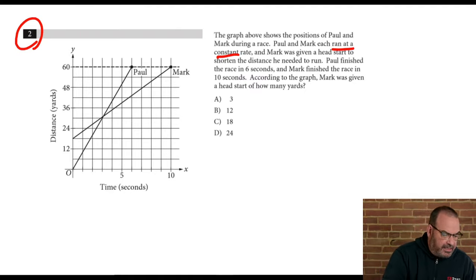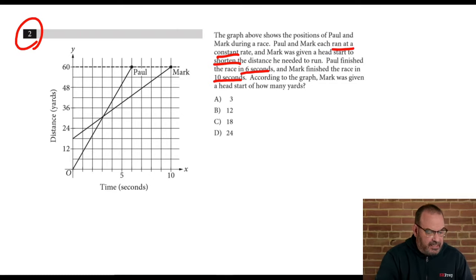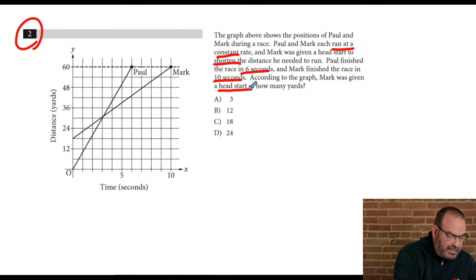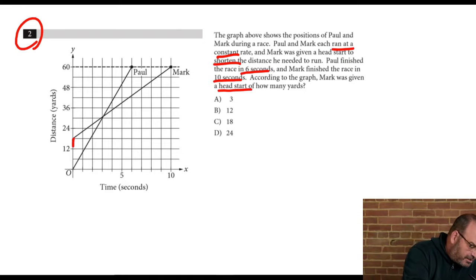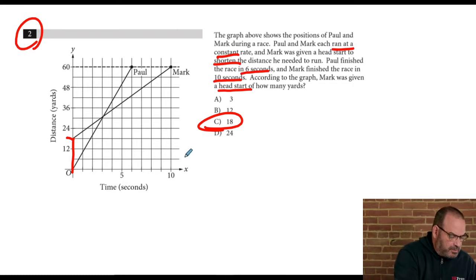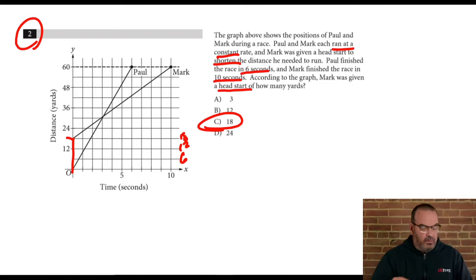Mark was given a head start to shorten the distance. Paul finished the race in 6 seconds. Mark finished in 10 seconds. Mark was given a head start by how far? Now, this really isn't too big of a system of equations. The head start is right here, which is between 12 and 24, which is 18. Each one of these marks is 6, 12, 18, 24 on the y-axis.